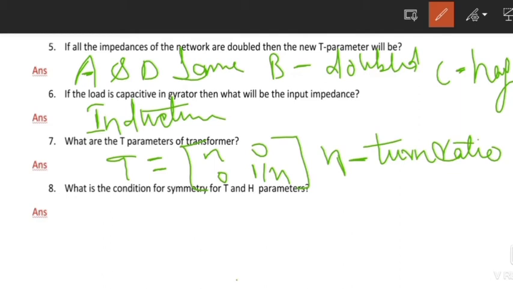Next question, what is the condition for symmetry for T and H parameters? So the condition for symmetry for T parameter is A equal to D. T parameter is ABCD parameter, and for H parameter it is H11 equal to H22.